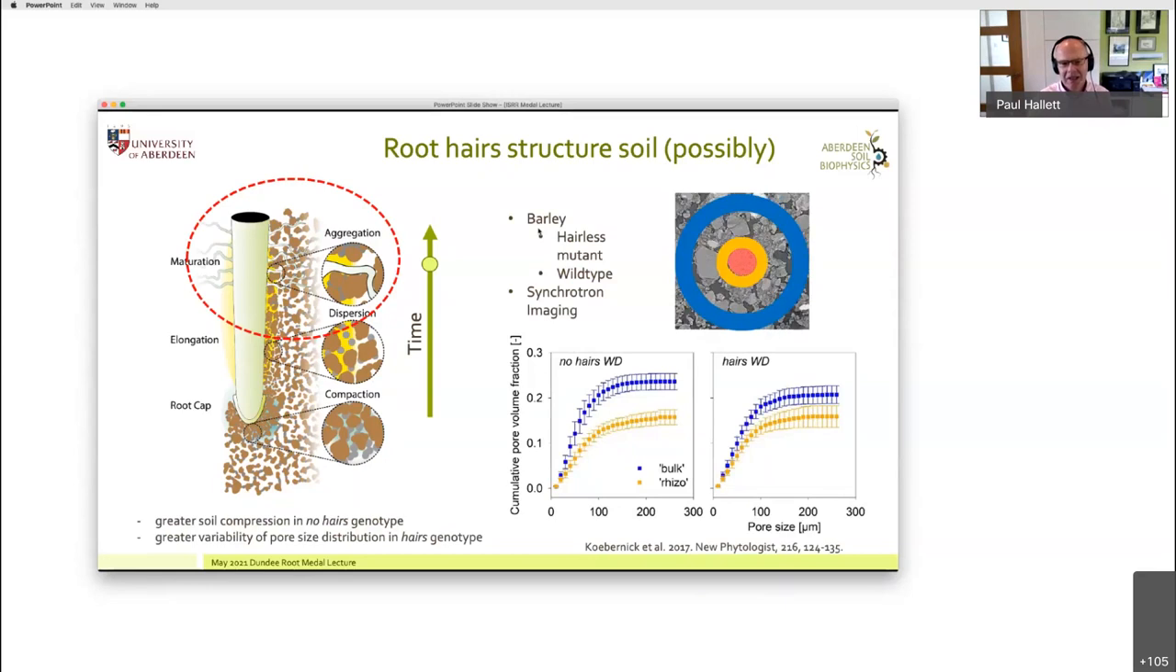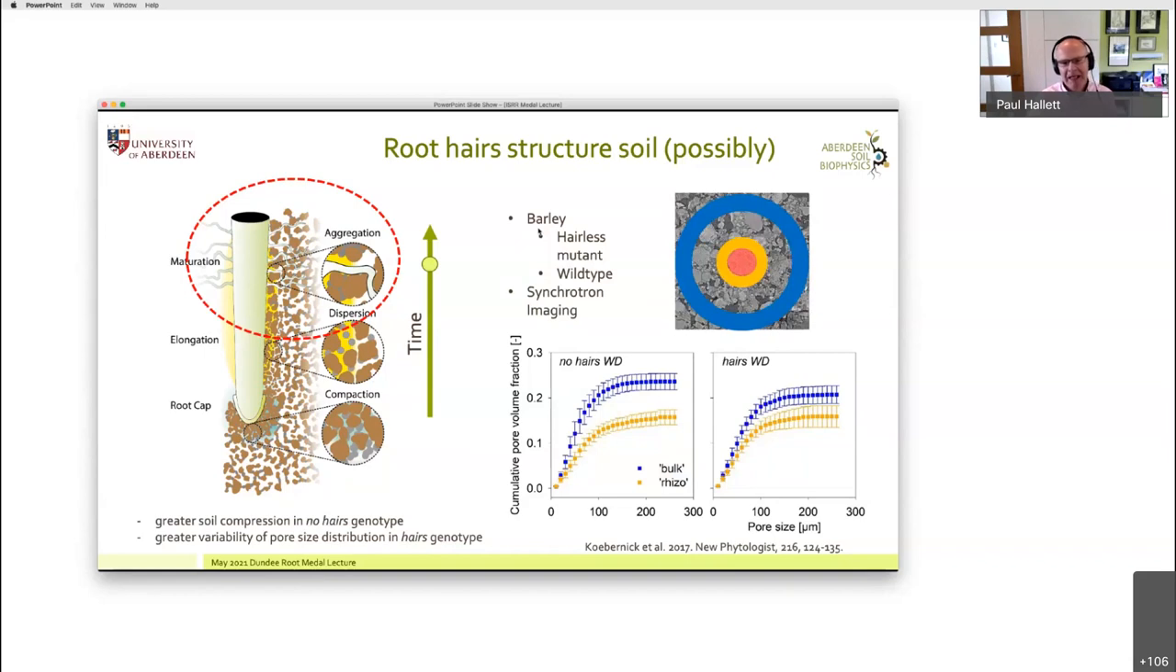First of all, with no root hairs, there's a slight bit more compaction caused by the root. But also when we have root hairs, there's greater variability in soil structure. And you can see that the pore structures are starting to be pulled together. So they're much more similar than they are without the root hairs that are present. This is for one study. We decided we'd go back in and do it again.